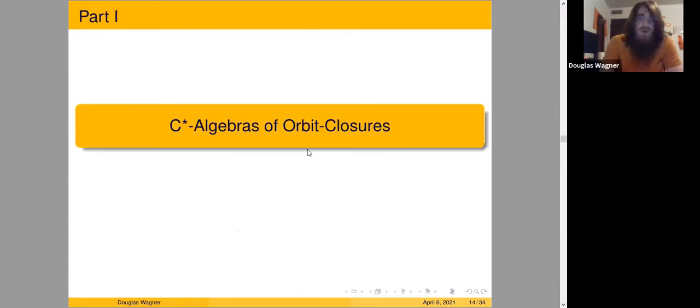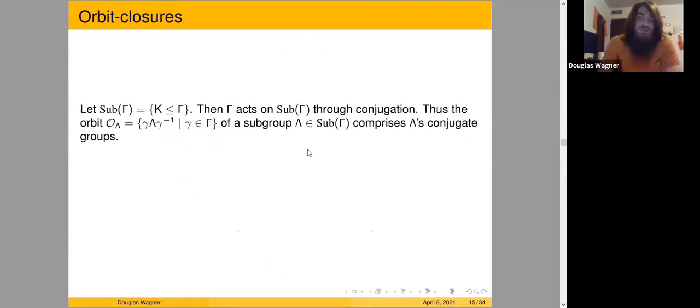So in part one, I looked at a set which every group is able to act on, and that is the group's own set of subgroups, just from using conjugation. So the orbit under this action of a subgroup lambda is denoted O lambda, and it's just the set of conjugate groups.